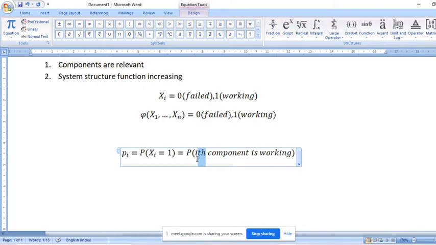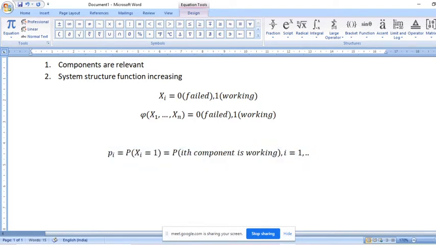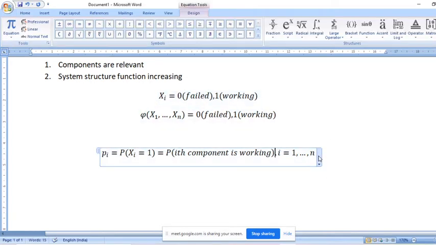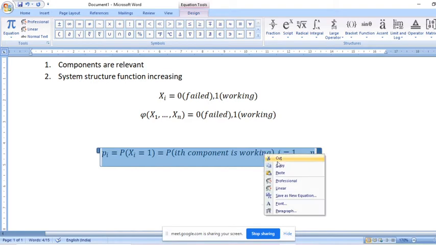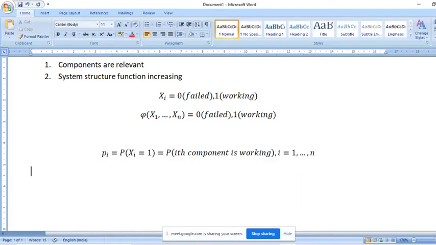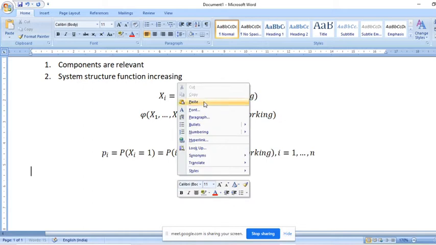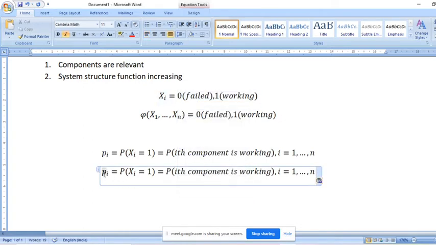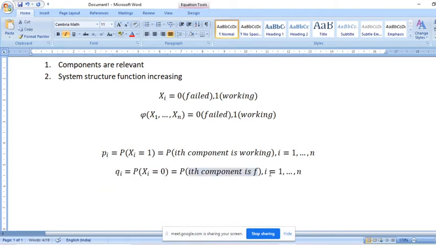So this is the probability Pi, where i can be any number between 1 and n. Similarly, since there are only two possibilities, what will be the complementary probability? Let it be denoted as Qi. We can denote the complementary probability as Qi because there are only two possibilities. Qi is exactly equal to the probability of xi equal to 0, that is, the component has failed.